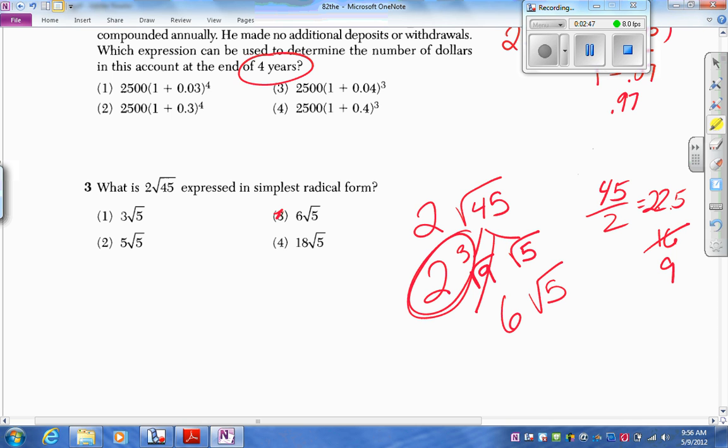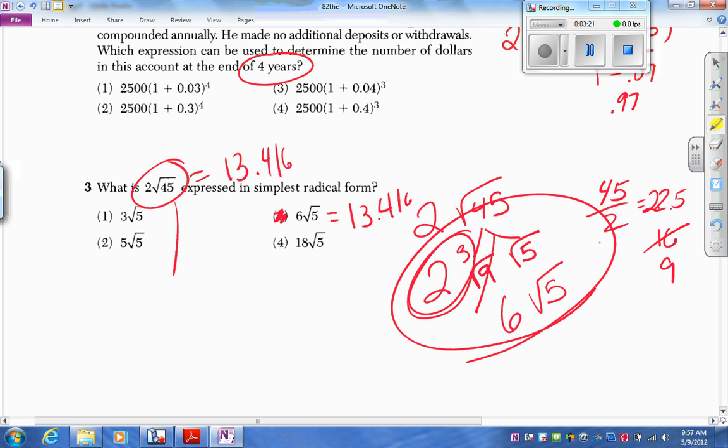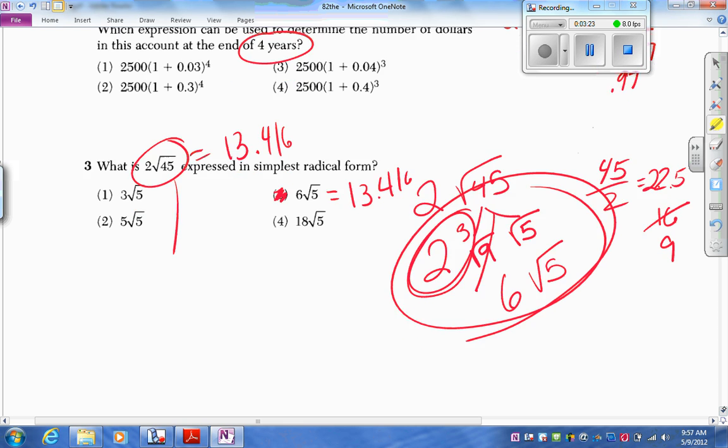Another strategy for doing that, just so you know, for the Regents exam, you can take this and type it directly into your calculator. I'm just getting a calculator out right now. If you type 2 square roots of 45 directly into your calculator, you will get 13.416. And if you type this one directly in your calculator, you get 13.416. So on the multiple choice, that's kind of a cheating way if you forget the simplifying of radicals. Hopefully you won't forget that.